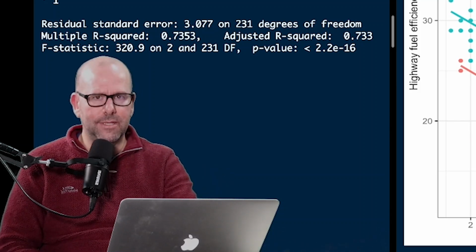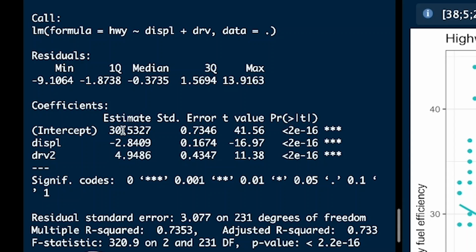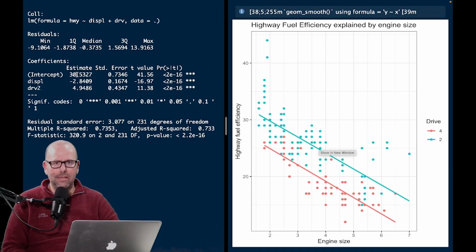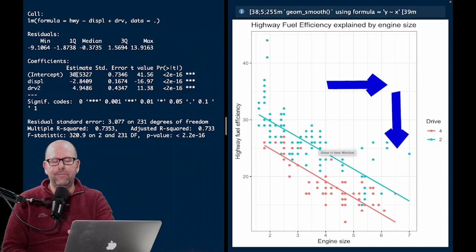Let's have a look at the results on the left-hand side. The intercept coefficient, ignore. Displacement, which is really engine size in this particular data set, is minus 2.84. So all else being equal, in other words, if all the other variables are kept constant, if you were to increase the engine size by 1 unit, the fuel efficiency would decrease, because it's a negative slope, minus 2.84. The fuel efficiency would decrease by 2.84.